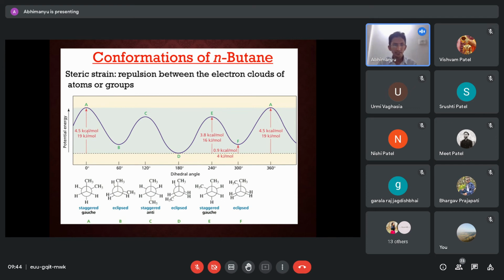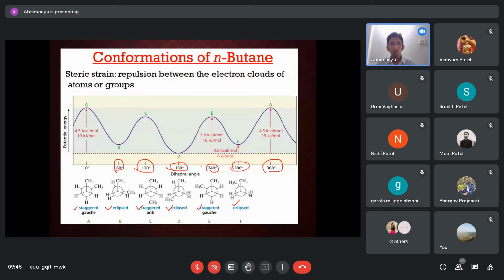Okay, by rotations of the 60 degree, 60 plus 60, again plus 60, plus 60, plus 60, we can get different conformations. First one is the staggered, eclipsed, staggered anti, eclipsed, staggered gauche, and eclipsed. So we will get different conformations of the butane by the rotations of the 60 degree.